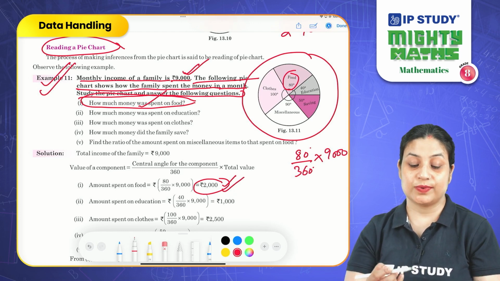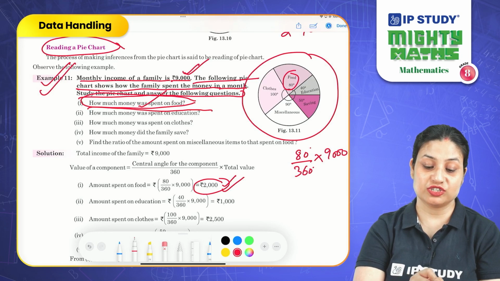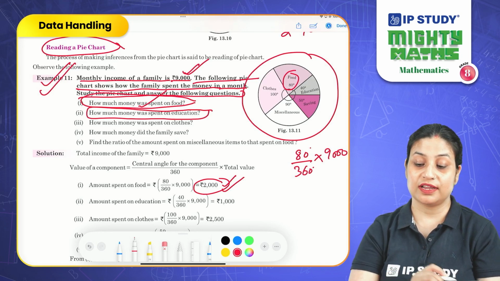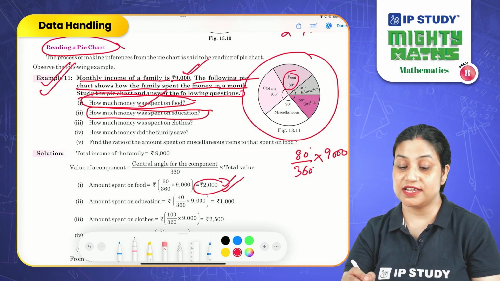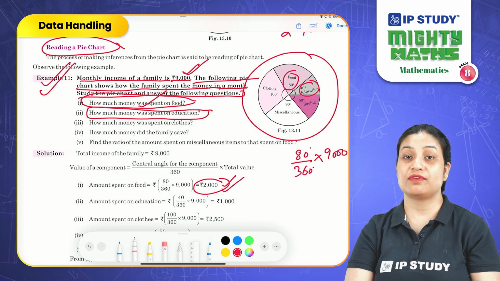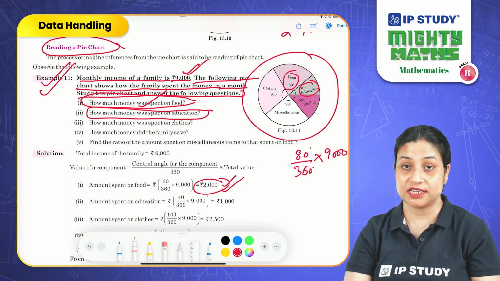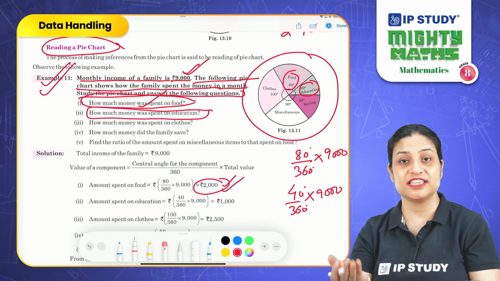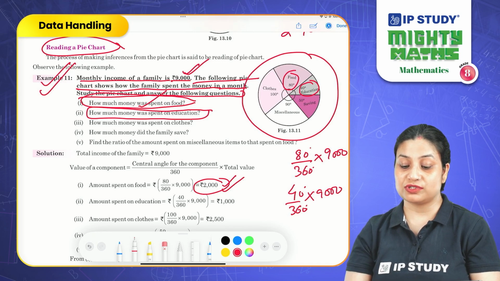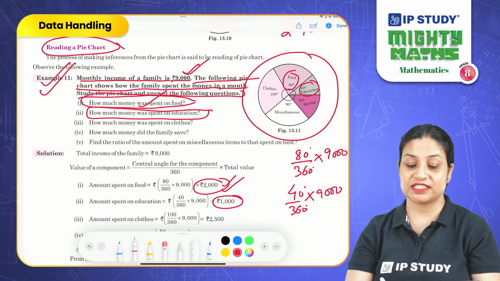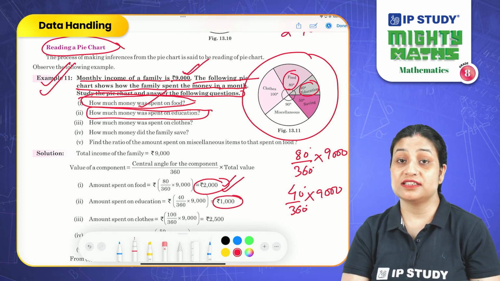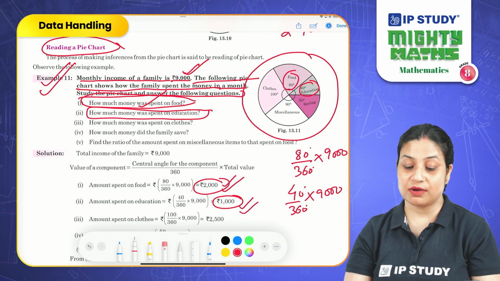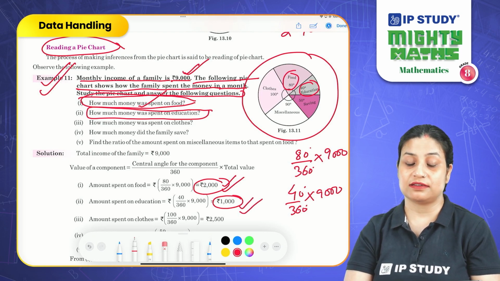Now, the next question is, how much money was spent on education? So look at this. What is the degree given for the education field? It is 40 degree. So 40 degree out of 360 degree, right? And it will be multiplied with 9,000 in order to find out how much money is spent on education. So if you solve it, what you will get is rupees 1,000. It means this family is spending rupees 1,000 on the education sector.